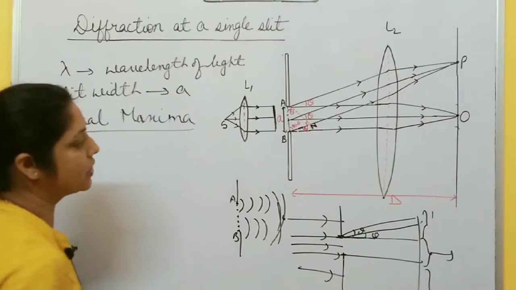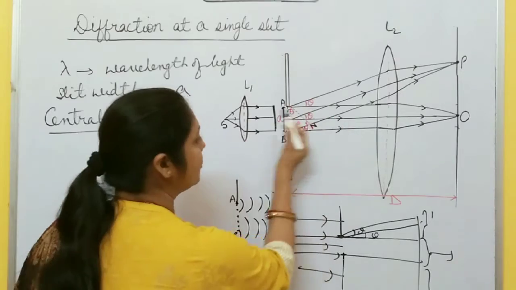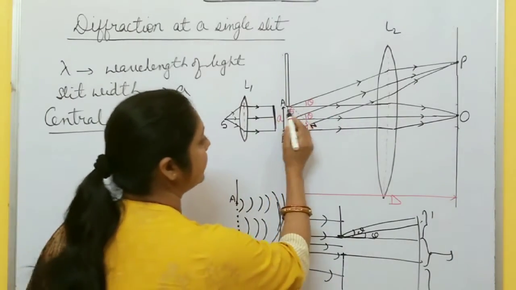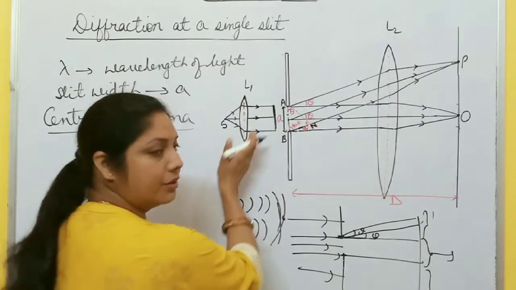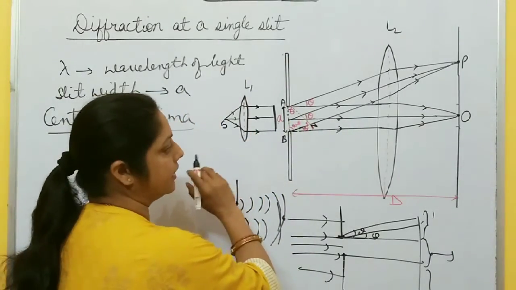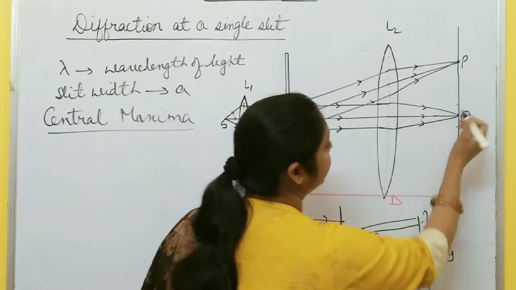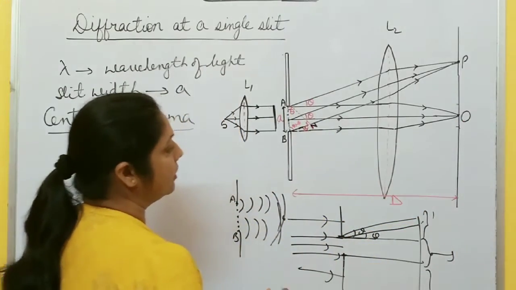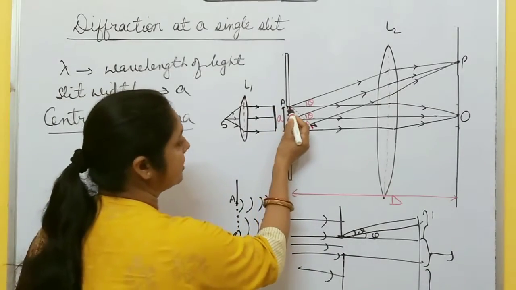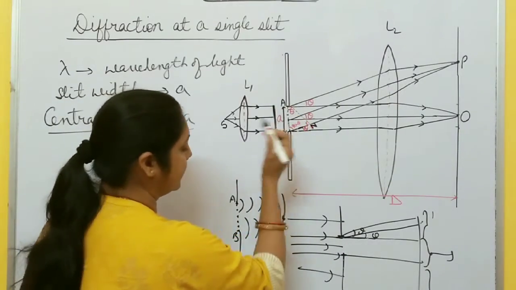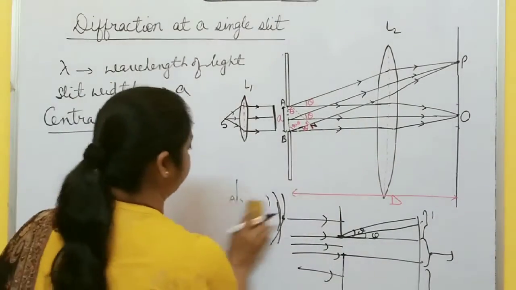To understand this one, let us consider the rays which are parallel to the direction of incident rays. All these parallel rays, which are going in the direction of the incident light, are focused at point O on the screen. Now here you observe the wavelets, suppose consider point A and consider point B.